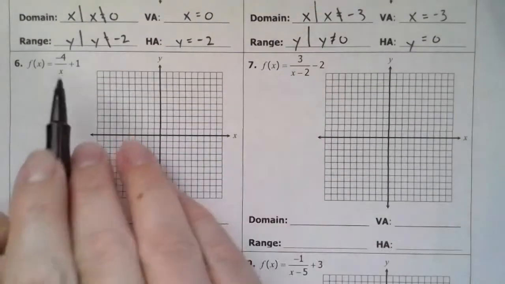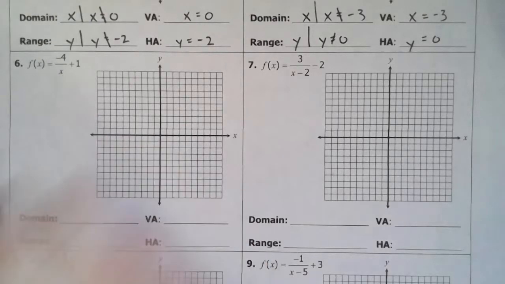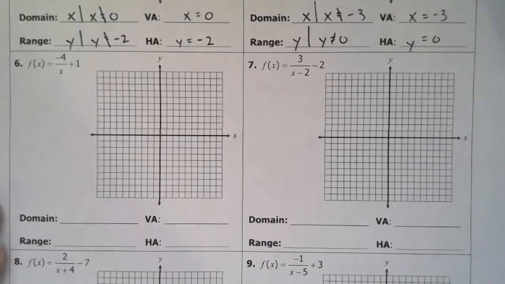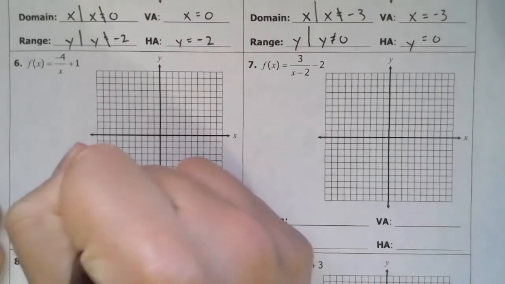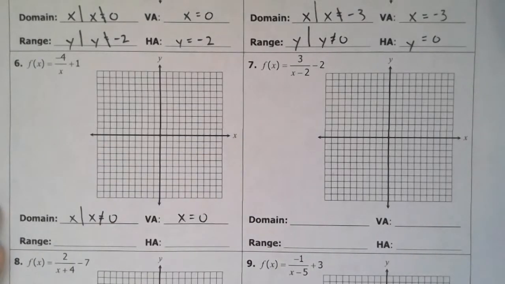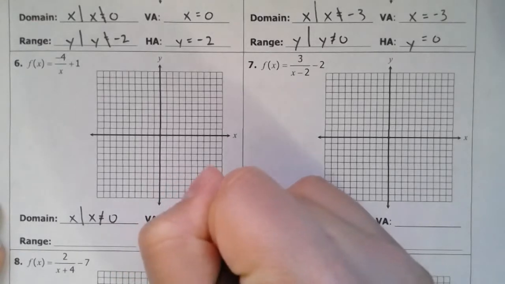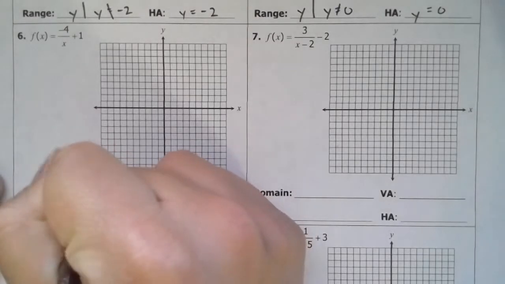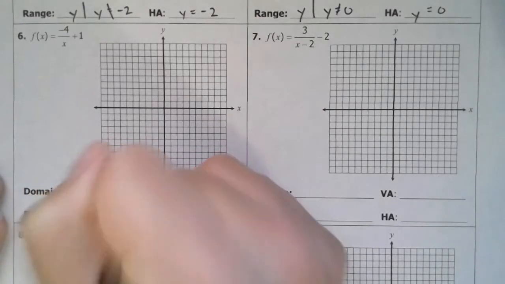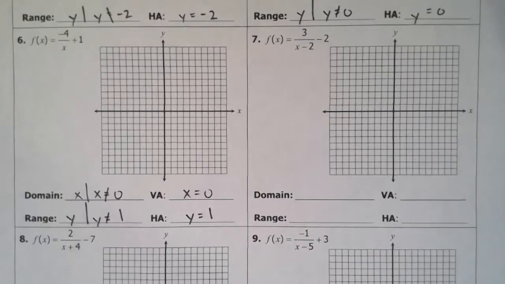Here I have no horizontal shift, so my vertical asymptote stays put at x is equal to 0. So then my domain is all x's such that x is not 0, because I can't plug in 0. My horizontal asymptote, I do have a shift going up at 1, right? So then my range, what's that y value I can't have then? It would be at 1.